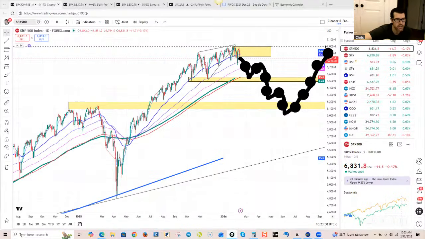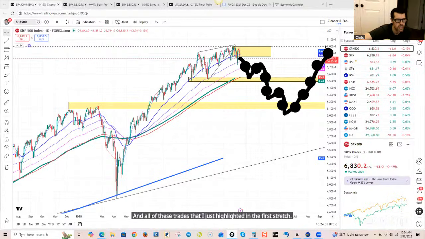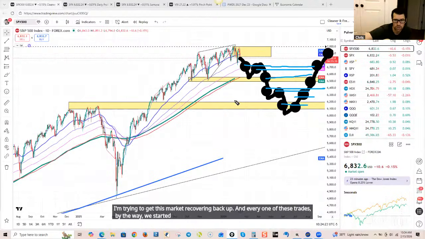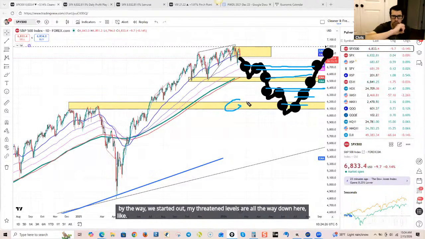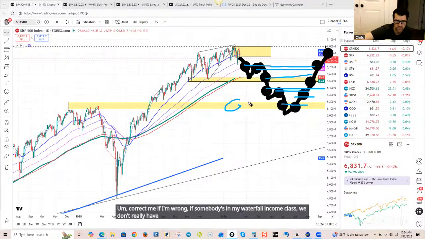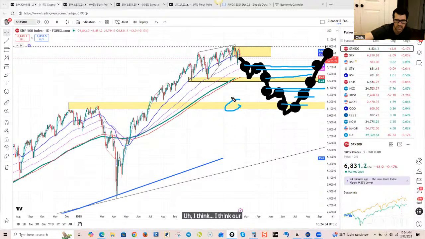And all of these trades that I just highlighted in the first stretch, as long as I can put enough time in the trade to let price recover, then these are all winners, which is why I'm avoiding this February, March, April window. Because if we're about to roll over for a 30, 60, 90-day drawdown, I'm trying to get this market recovering back up. And every one of these trades, my threatened levels are all the way down here like 6,200. Correct me if I'm wrong, if somebody's in my waterfall income class, we don't really have any risk. I think our risk is like 6,300 and lower. I'll check my strikes.